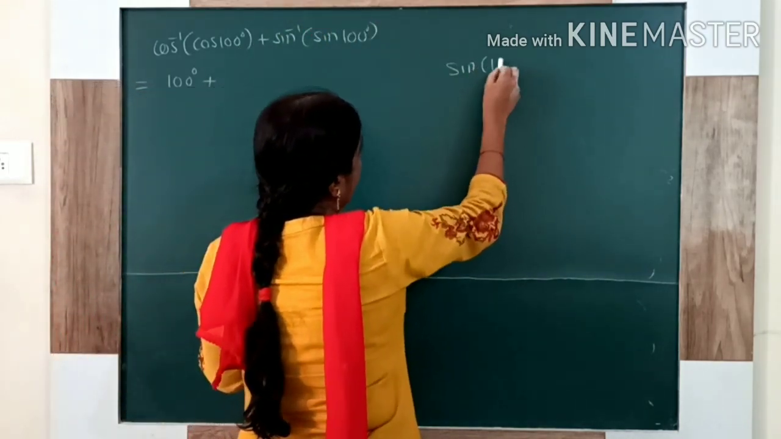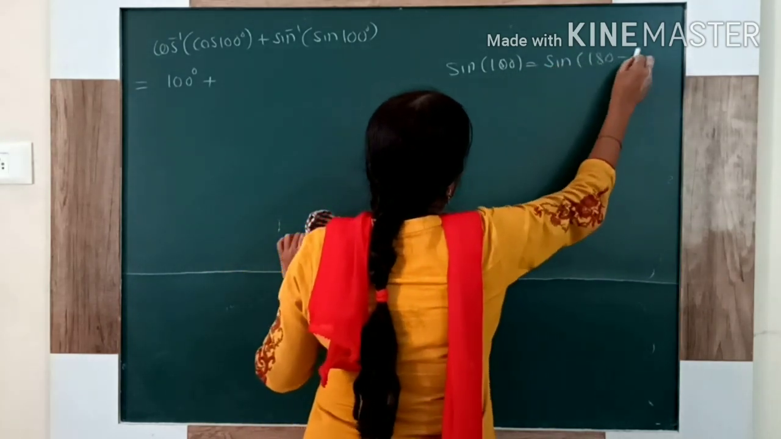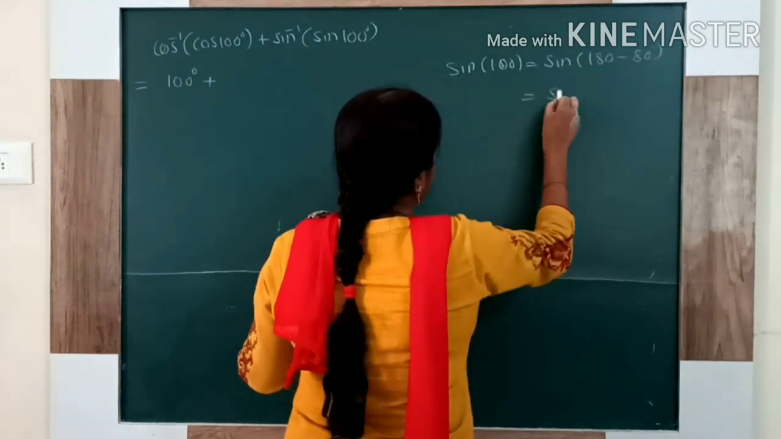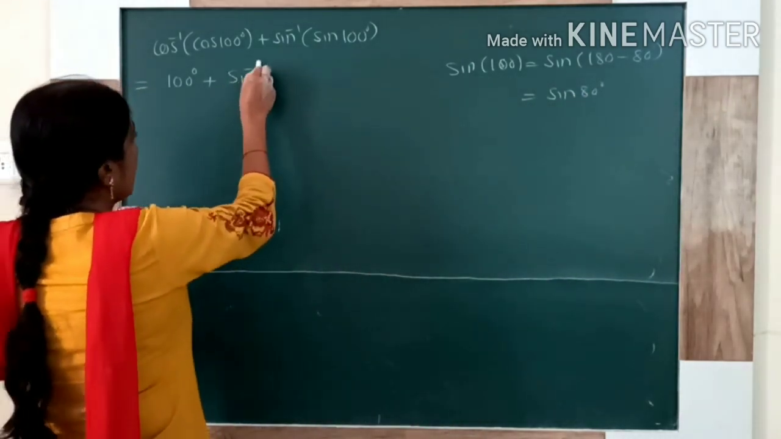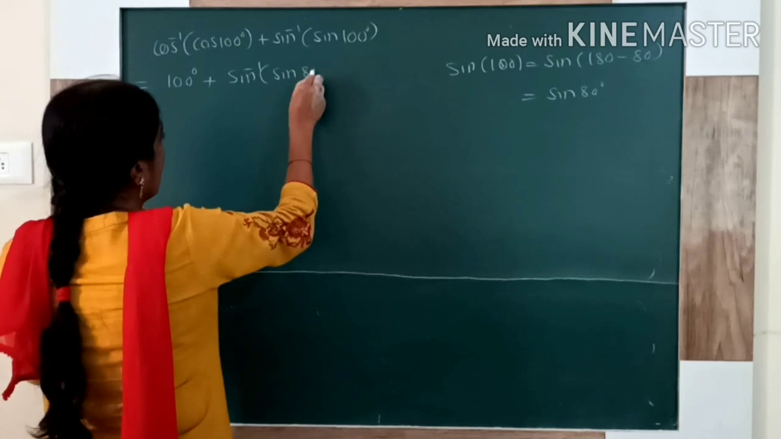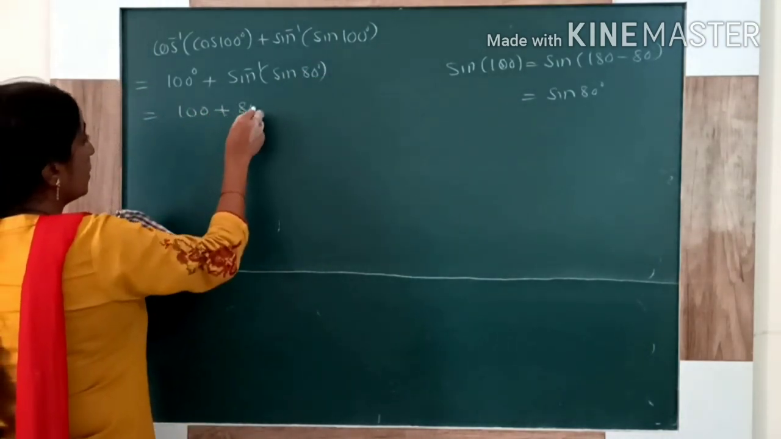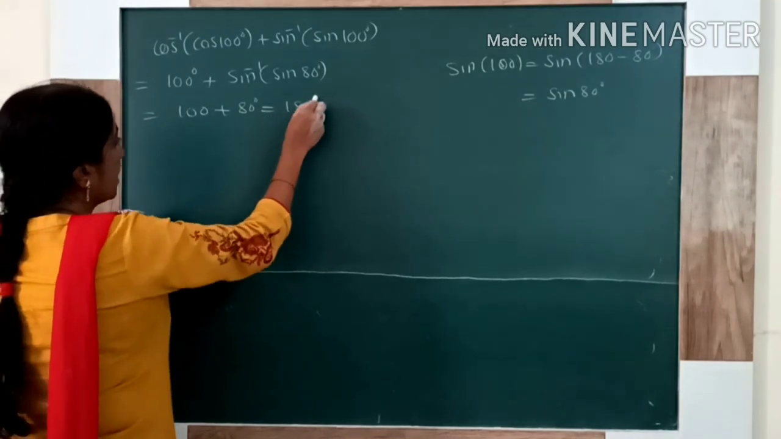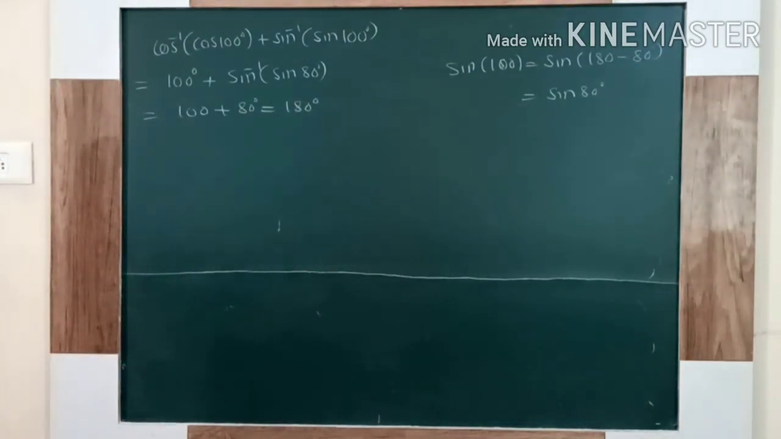As I already explained, sin 100 will be written as sin of 180 minus 80. That is nothing but sin 80 degree. So this will be sin inverse of sin 80 degree. So it is 100 plus 80 degree, that is 180 degree. Next example.